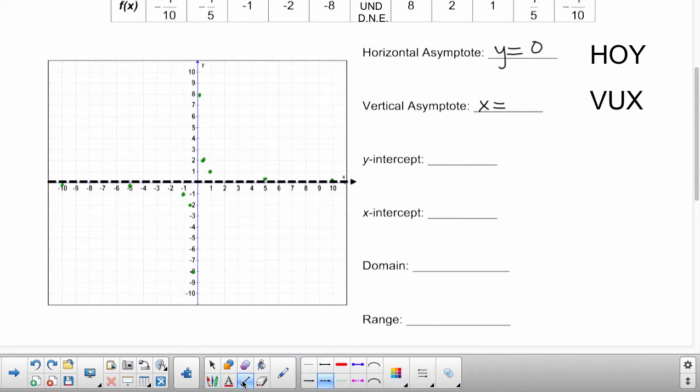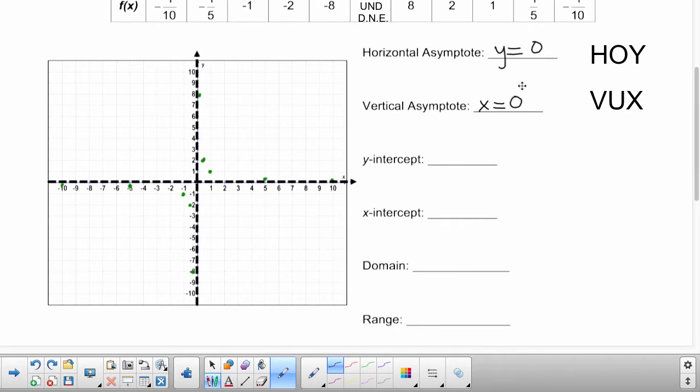And again, we have our dotted line because it's a vertical asymptote. We're going to approach that line but never quite reach it or touch it. And then I'll just write it in for us. X equals 0.